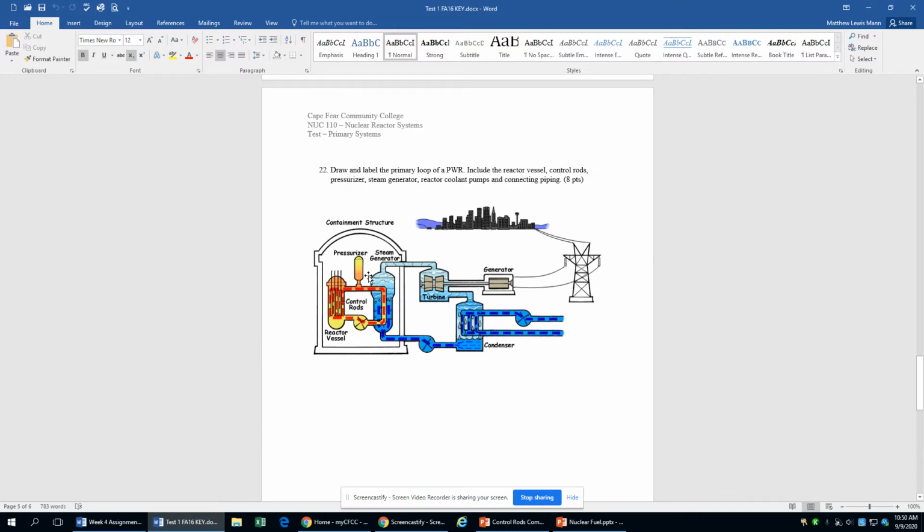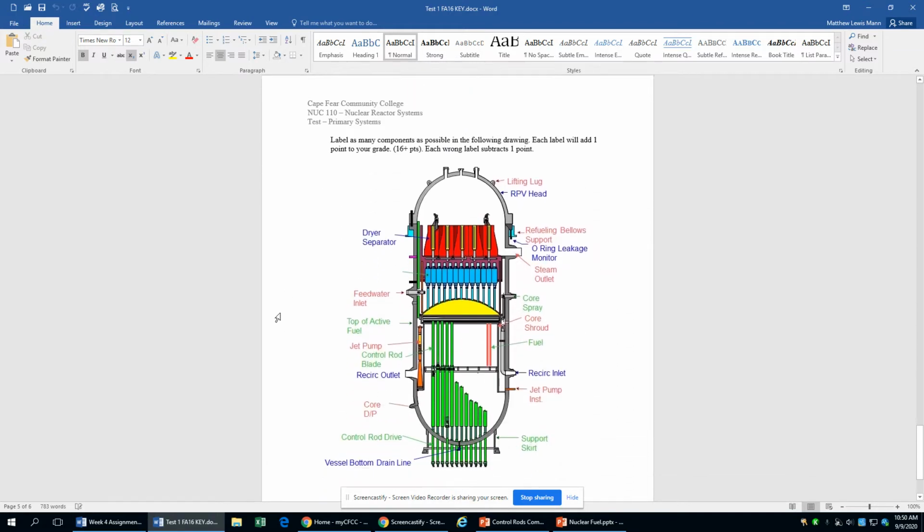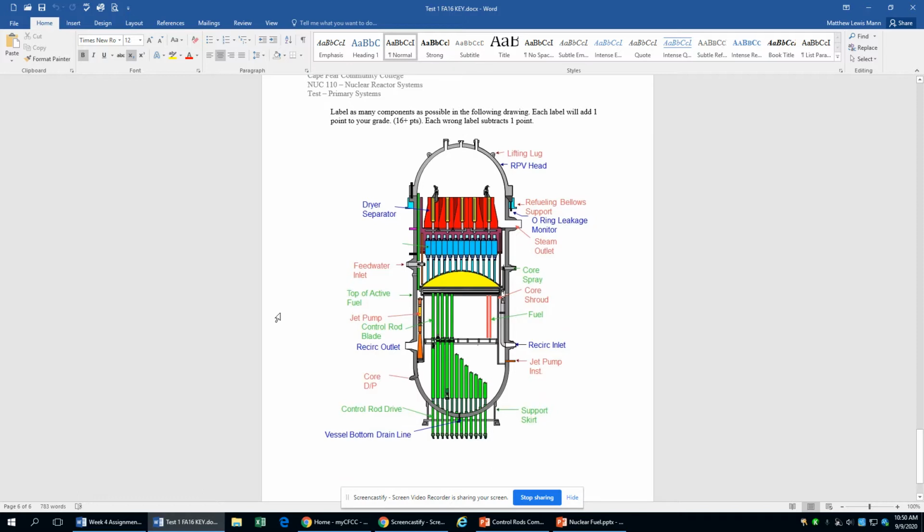So draw and label a PWR. You should have some extra components here, the pressurizer and the steam generator. Everything is very similar, especially if you compare this secondary loop to the primary loop on our BWR. But this loop has a couple of extra parts, and the control rods are coming in from the top here on the pressurized water reactor. So draw and label as many of these as you can.